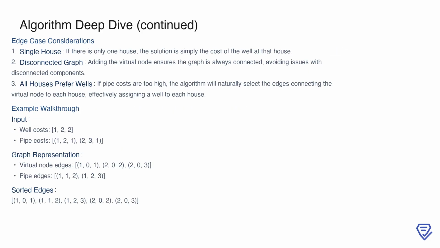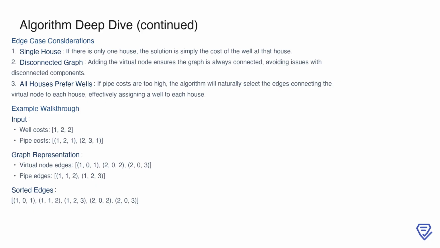When applying this algorithm, there are several edge cases to consider. If there is only one house in the village, the solution is straightforward. It simply involves the cost of building a well at that house. For scenarios where the graph might be disconnected, introducing the virtual node ensures that the graph remains connected, as every house has the option of connecting to the virtual node via a well. Additionally, if the cost of pipes between houses is prohibitively high, the algorithm naturally selects the virtual node edges, effectively assigning a well to each house.